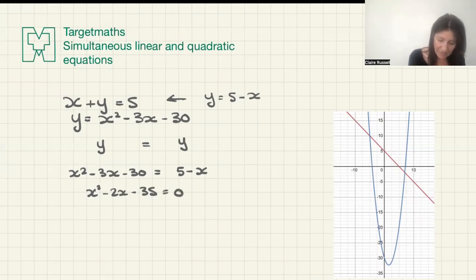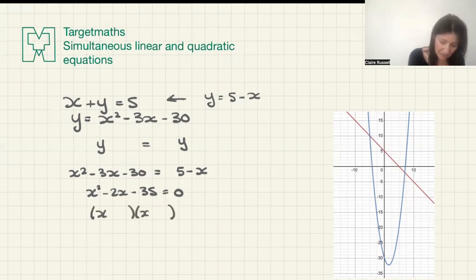Okay, when that 5 went across, it landed as minus 5, minus 30 minus 5 is minus 35. And this landed as positive x. Minus 3 plus an x is minus 2x. So that's where those numbers came from. I'm then just going to factorize.